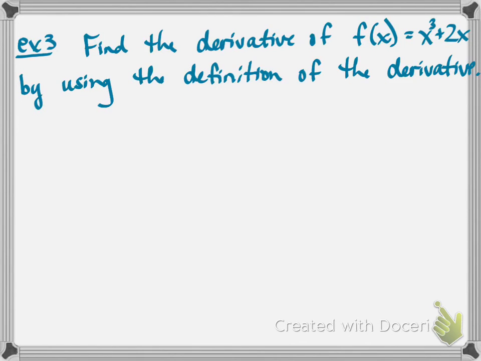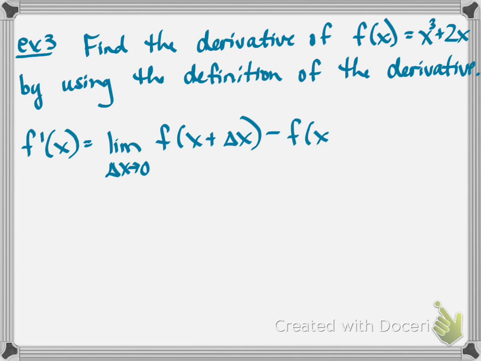Okay, sample 3, we're going to find the derivative of f of x equals x cubed plus 2x by using the definition of the derivative. So the definition of the derivative of x is equal to the limit as delta x approaches 0 of f of x plus delta x minus f of x all over delta x. So it's the exact same process that we did in the other example. This is the last example. I believe I'll do it like this, and that way I can cover some more of those with you all tomorrow in class.